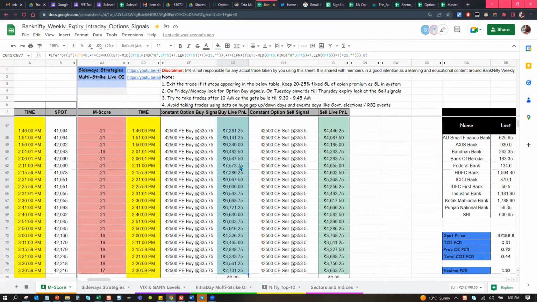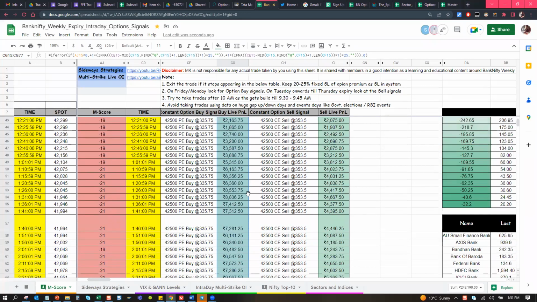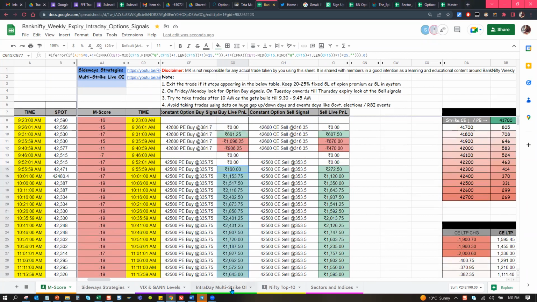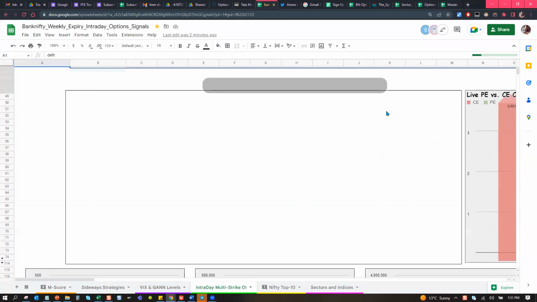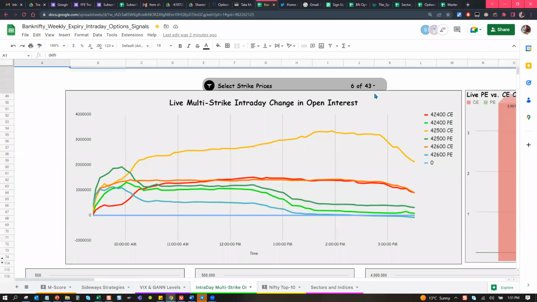Recently there were days where on only one lot it went up to 14,000-15,000 as well, which I continue to share the screenshots of with all of you. Apart from this sheet, there is a paid feature of Sensible. This is the Sensible paid feature of multi-strike OI.